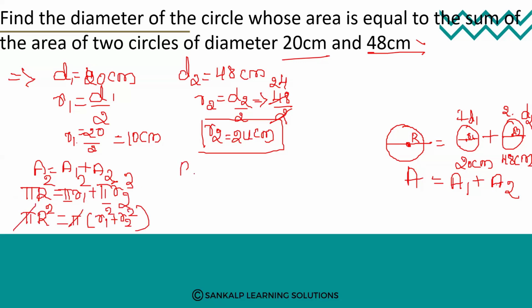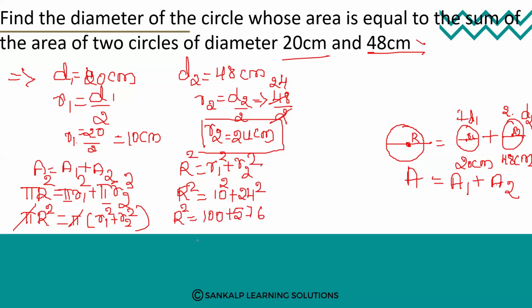So what you will get? R square is equal to r1 square plus r2 square. We know the value of r1 and also r2. R1 value is 10 centimeter, that is 10 square. R2 value is 24, that is 24 square. So R square is equal to 10 square is 100 plus 24 square is 576. Now R square is equal to 100 plus 576, that is 676. So R square is equal to 676.